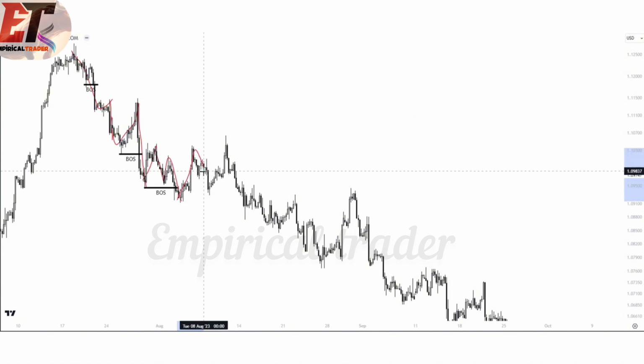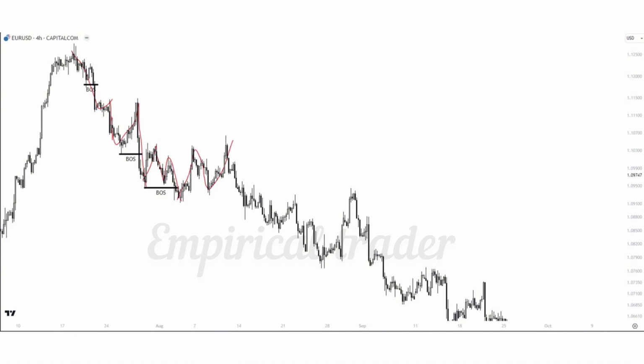Now, an interesting action happened here. The price pulled back up, retraced to the downside, and created a higher low internally. And from that higher low, the price pushes to the upside and manages to break the last internal high. So this is a reversal pattern.